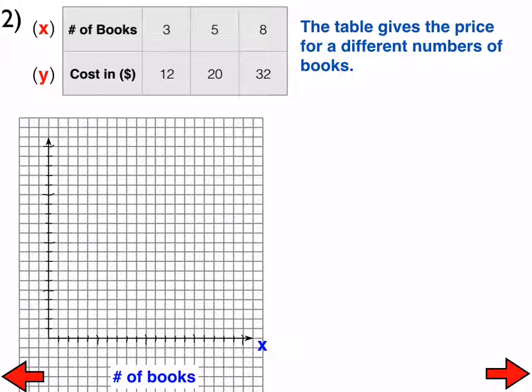So since the number of books is the input, number of books goes on the x-axis, and the cost on the y-axis. We don't have to think too much based on this table here. I think we can go by ones on the x-axis, and I believe we can go by twos on the y-axis. We've got to be able to fit all of those on our coordinate plane.